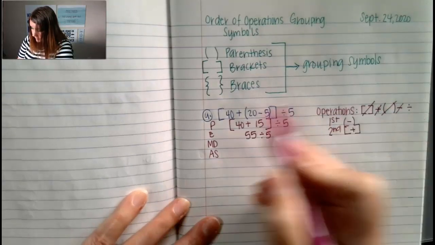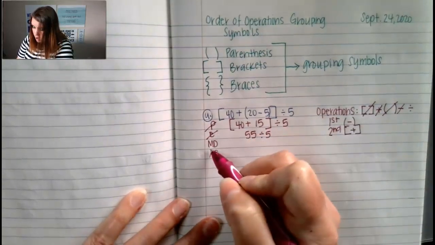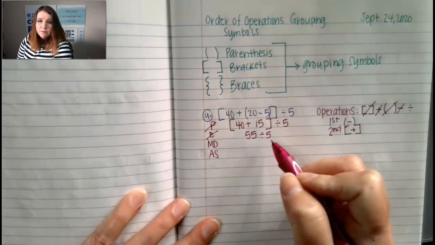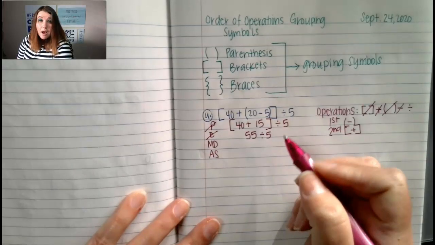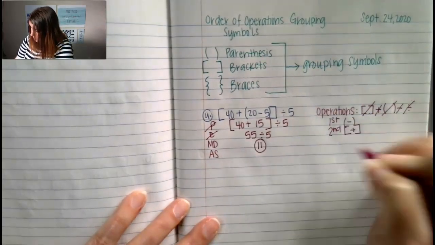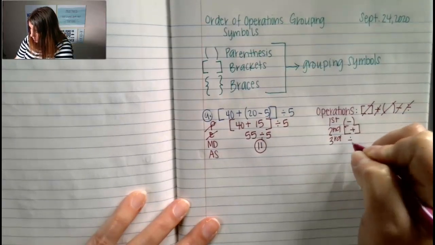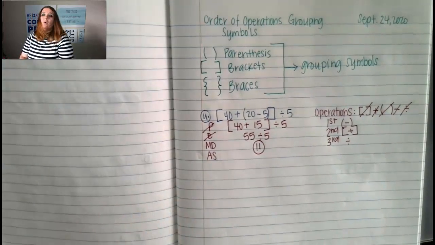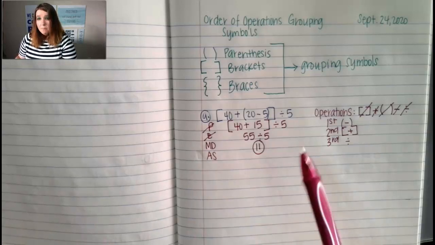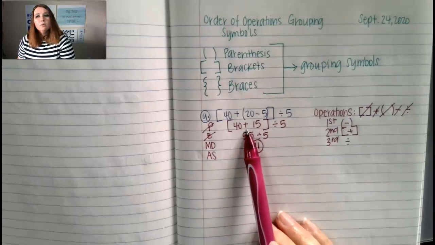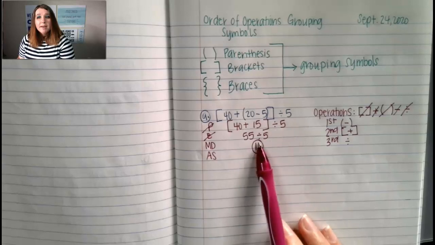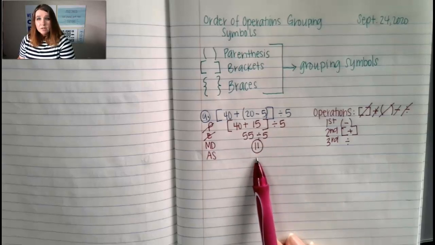This leaves me with just division. On my checklist, I am all the way down to division now. I know that 55 divided by 5 is 11. So the third step was just to divide and finish out the problem. I finished this entire problem by starting on the innermost parentheses, then going into the brackets, and then I was able to divide to finish it out.